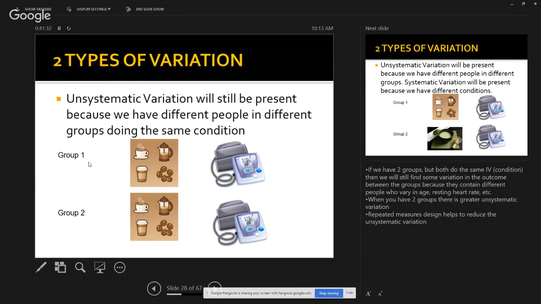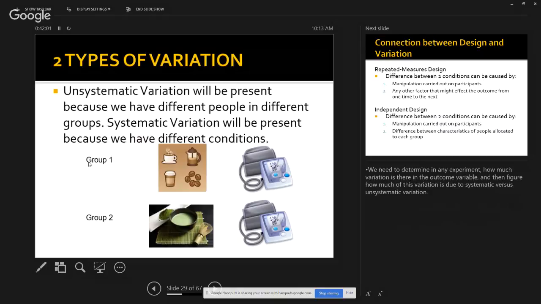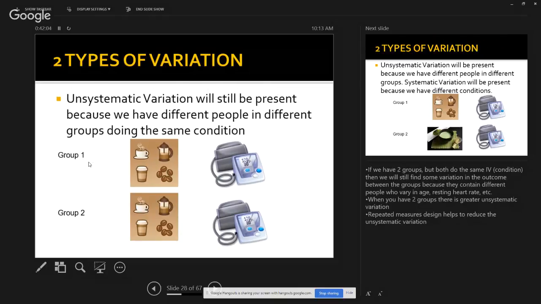The groups contain different people that are going to vary in age, resting heart rate, all that sort of stuff. So when you have 2 groups, there is more unsystematic variation. Because you can't possibly, even if you randomly sample, even if you randomly assign, you will never ever be able to make them exactly the same. And that is why repeated measures is awesome, is cool, because it helps reduce unsystematic variation.